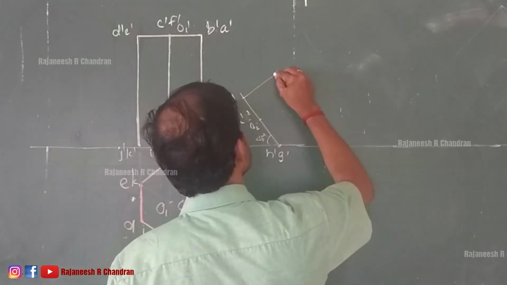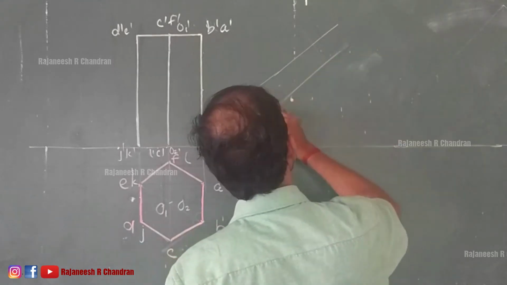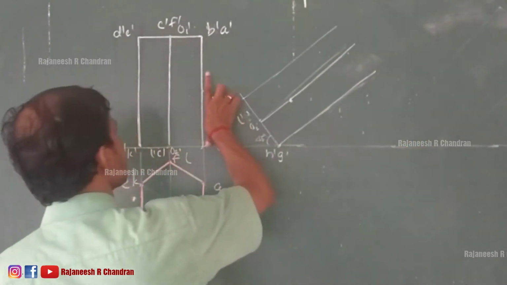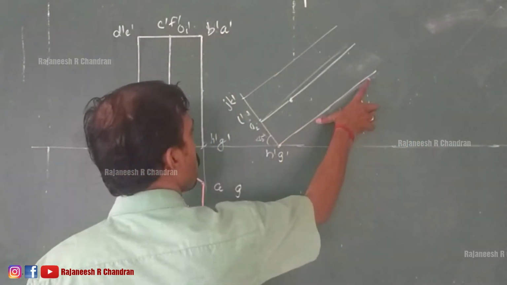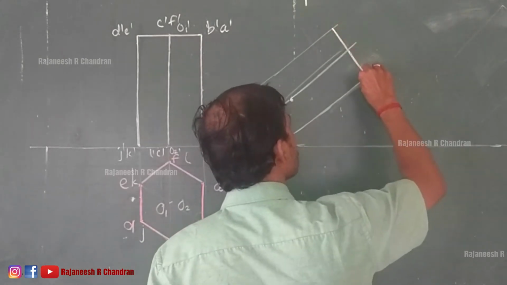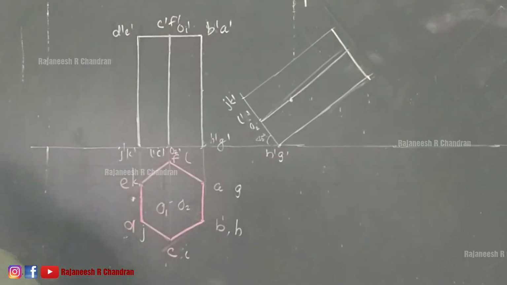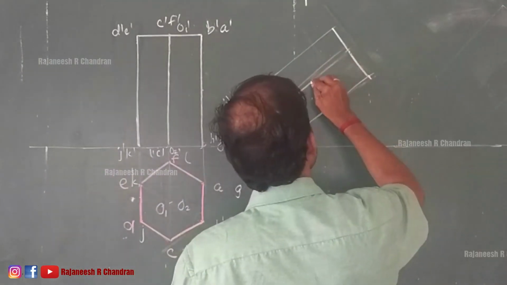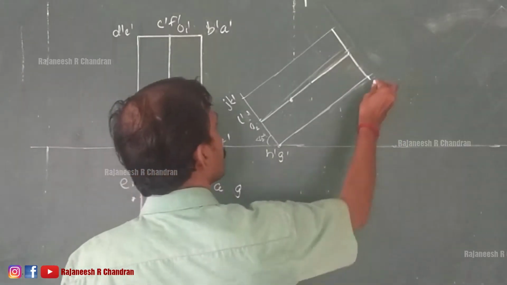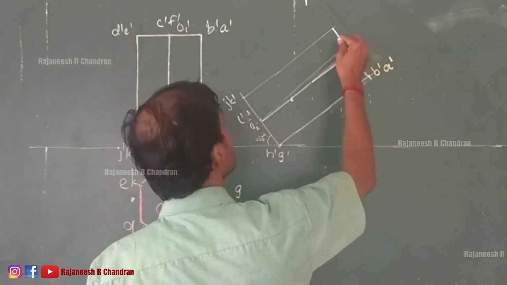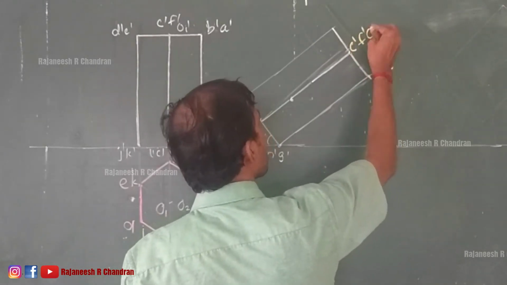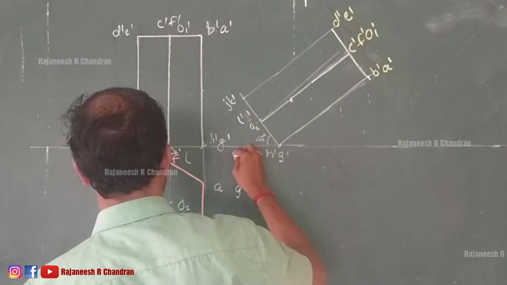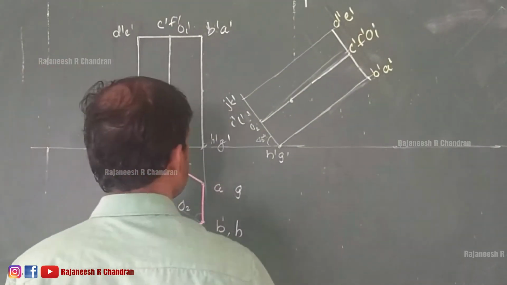Now draw perpendiculars from this point as well as from this point, at a length of 60. In this manner, we can reproduce this image. So this will be B dash, A dash, C dash, F dash, O dash, D dash, E dash. Now, draw the projections.